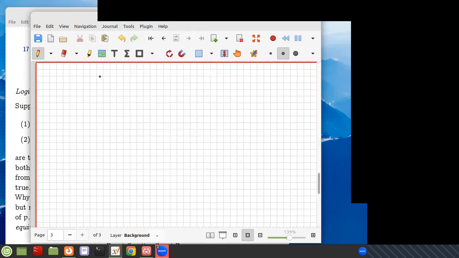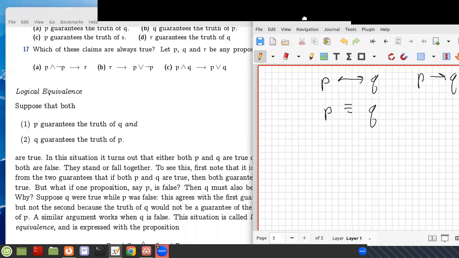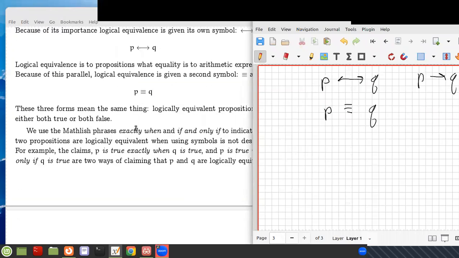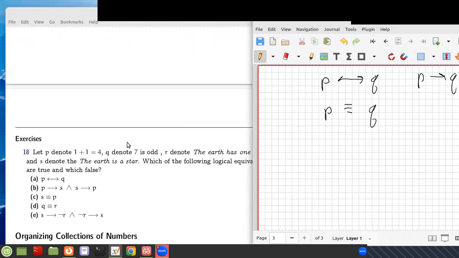So another way to write logical equivalence is this. The double arrow suggests P implies Q and Q implies P. Then another notation is putting the three lines here to say these are just three different ways of saying the same thing, but they're logically equivalent. So that's important because a lot of statements are logically equivalent, and that's really useful. I go through and talk about that in detail here.